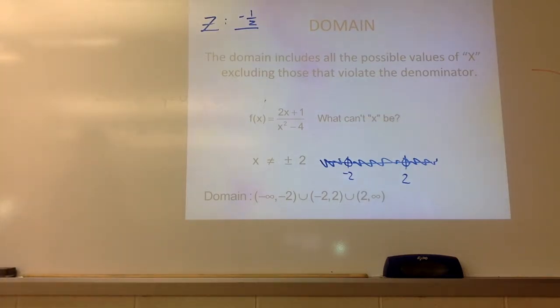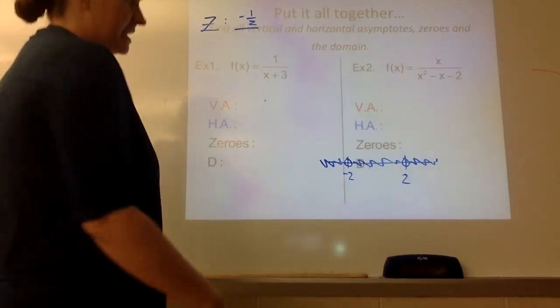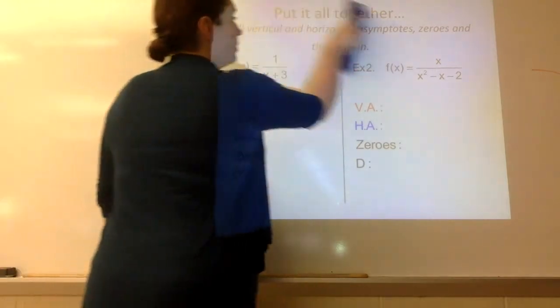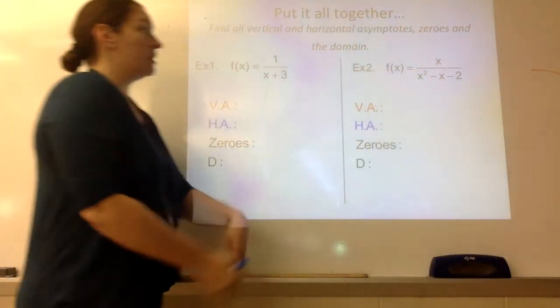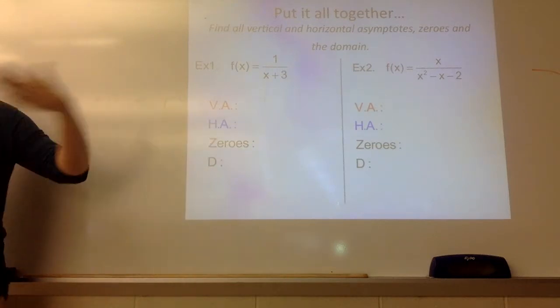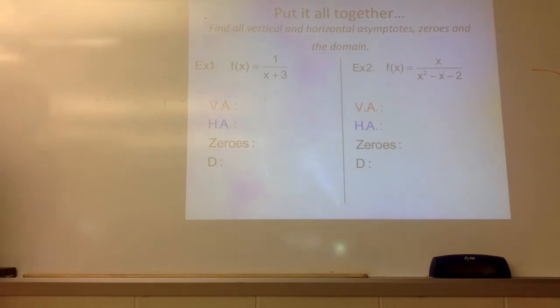Good? Turn the page. All right, so of course we're going to abbreviate and condense everything. You can do this in your homework as well. Put it all together. I'm going to give you a rational function, and you need to answer these questions appropriately in the correct form. So for example, vertical asymptotes, the first one that we have.